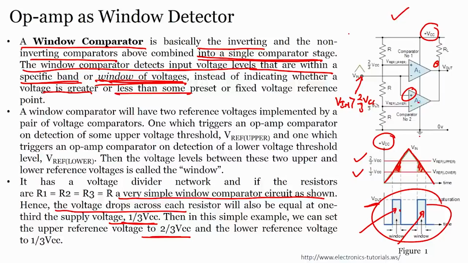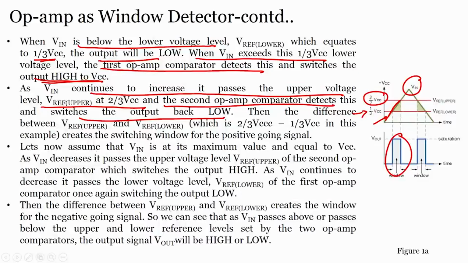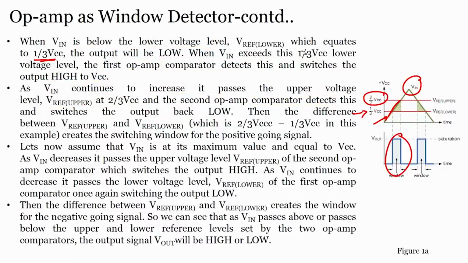In the same way here, when my input is less than 1/3 VCC, my output is low. When my input is slightly greater than 1/3 VCC, then immediately this comparator will go to 1, or high. This is what it says here.